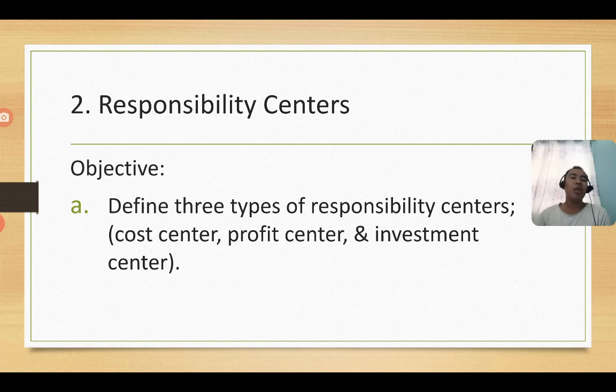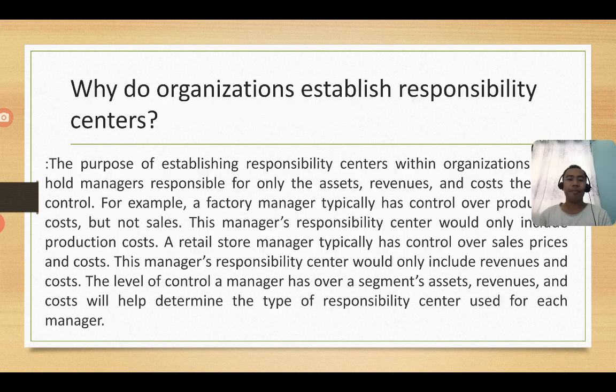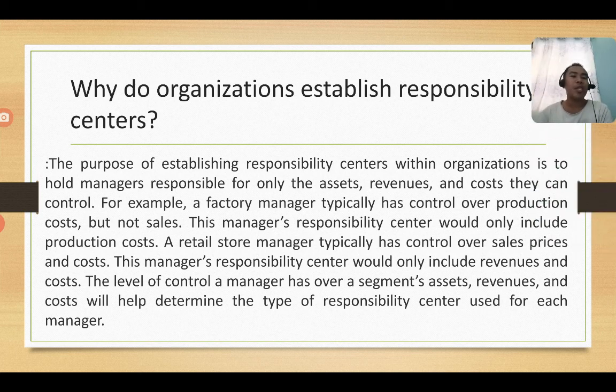Now, I have mentioned a while ago that these local managers are responsible for making decisions to some extent, and these are their responsibility. So, these are responsibility centers. Okay, so what are responsibility centers? Organizations establish responsibility centers because the purpose of establishing these centers within the organization is to hold managers responsible for only the assets, revenues, and costs that they can control.